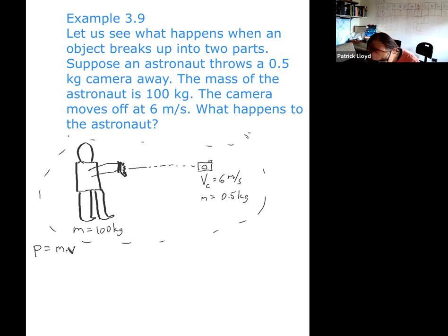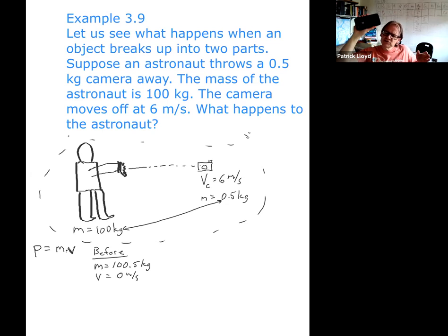So let's start off at the beginning. This is before throwing the camera. The total mass would be 100.5 kilograms, and the velocity, the speed, is 0 meters per second. It doesn't state that there. The idea is that we're just assuming that from the reference frame of the astronaut holding the camera. Assume you're not moving, you're just floating. Then you throw the camera.